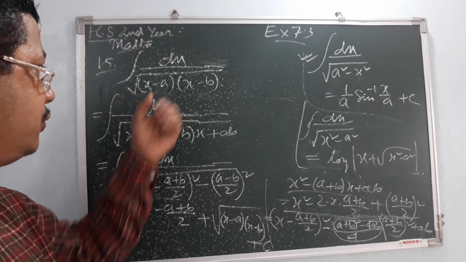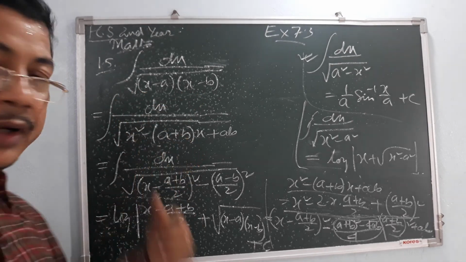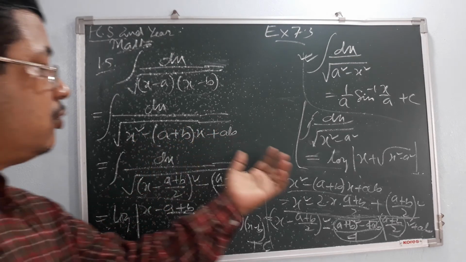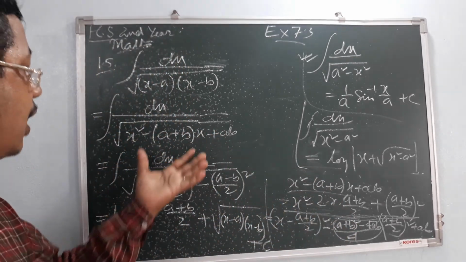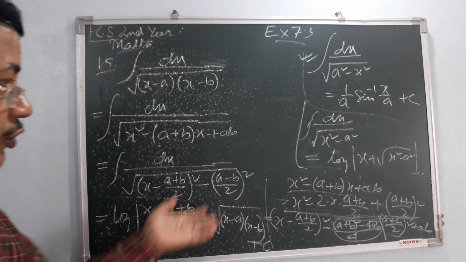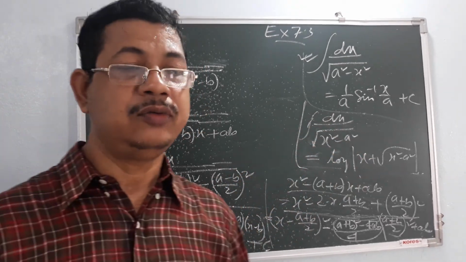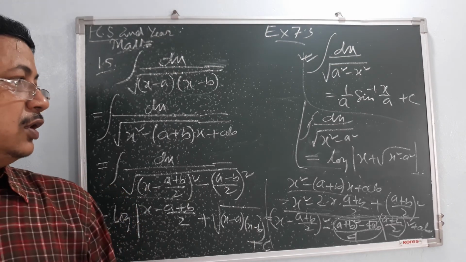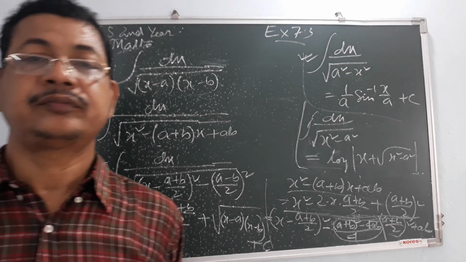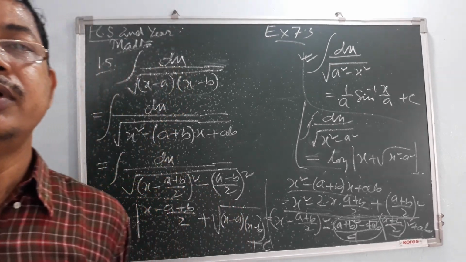What we have done: this is given, we have broken it, then modified it in completing square form, and we can write this one in this way. It is similar to this formula, so of course we have used that formula and we got our answer.